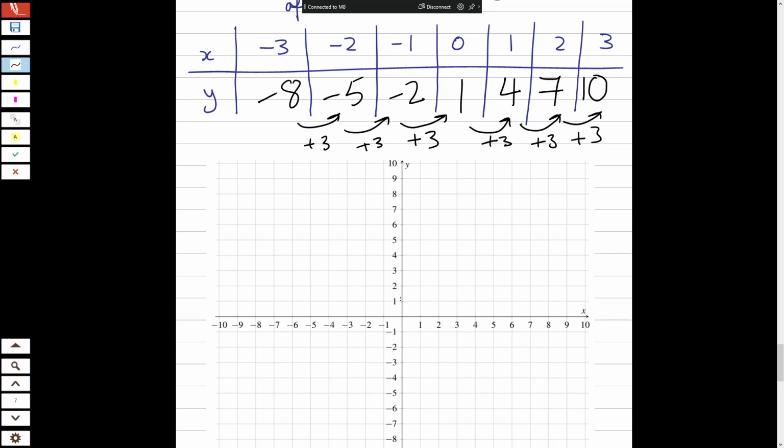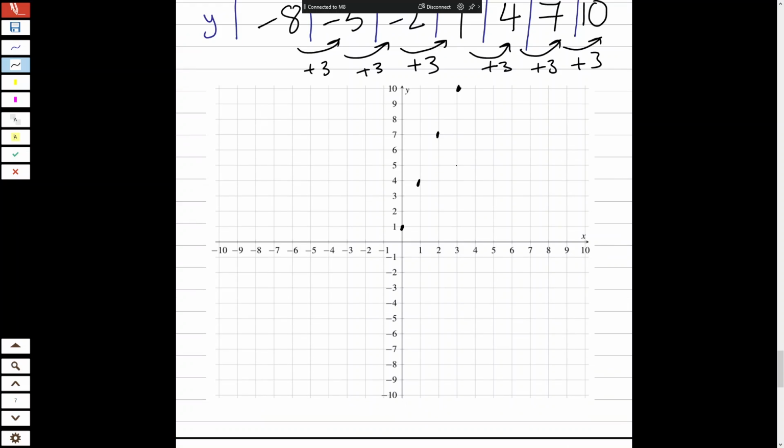All right, so I'll just quickly put this on a line for you. 1, 4; 2, 7; 3, 10. Do you have to draw that table? No, it's up to you, but it would be helpful. Okay, use a ruler and a pencil for your graphs.